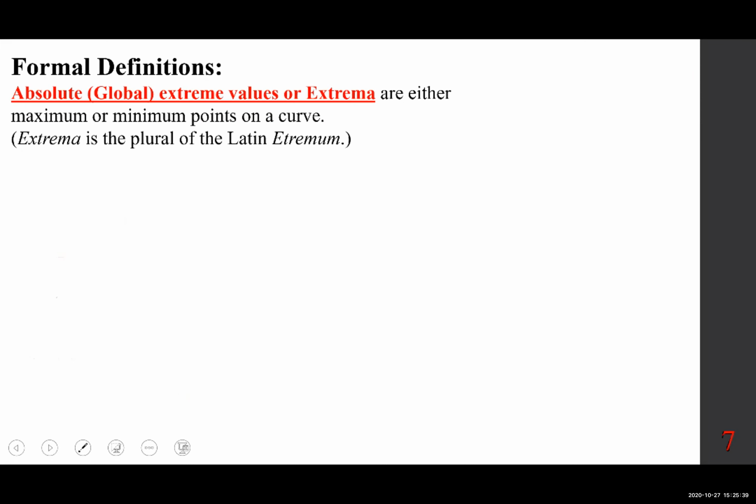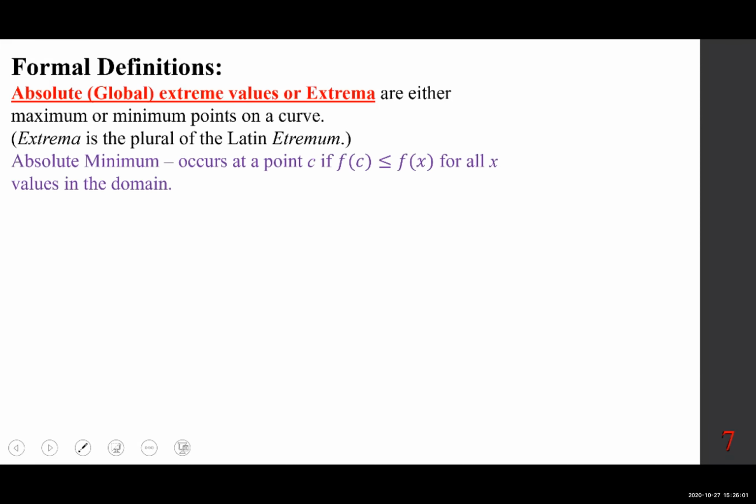All right, let's look at some definitions. We have absolute or global extrema. Extrema is the plural of the Latin extremum, and that refers to max as well as min. So in short, absolute or global refers to the entire domain. When we say absolute min, that means there is a point c such that its y coordinate is the smallest value in the entire domain.